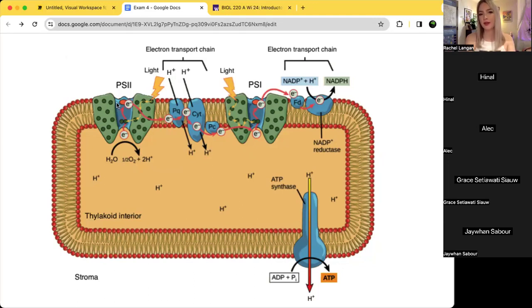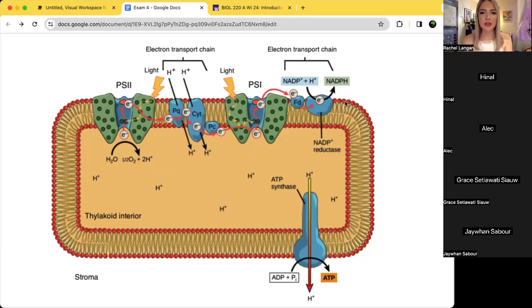So that's the whole process of how the light reactions make ATP. You absorb light, you move electrons down a chain, you split water to replenish the electrons, and then you use all of that hydrogen buildup inside the thylakoid to power ATP synthase. And then the other thing we need to do is now make NADPH.